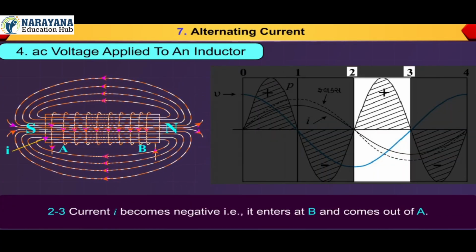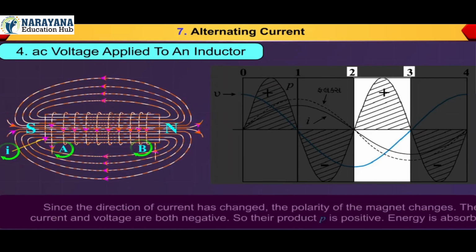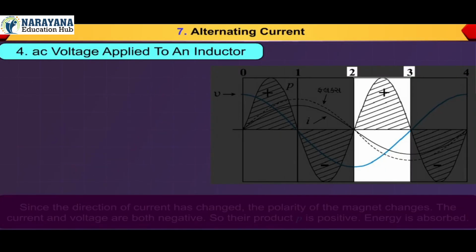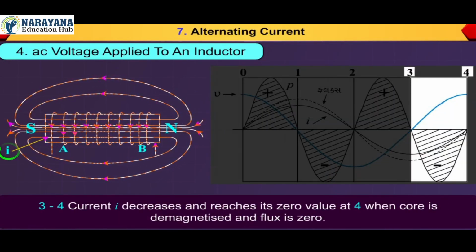2 to 3: current I becomes negative, that is, it enters at B and comes out of A. Since the direction of current has changed, the polarity of the magnet changes. The current and voltage are both negative, so their product P is positive. Energy is absorbed. 3 to 4: current I decreases and reaches its zero value at 4 when core is demagnetized and flux is 0.